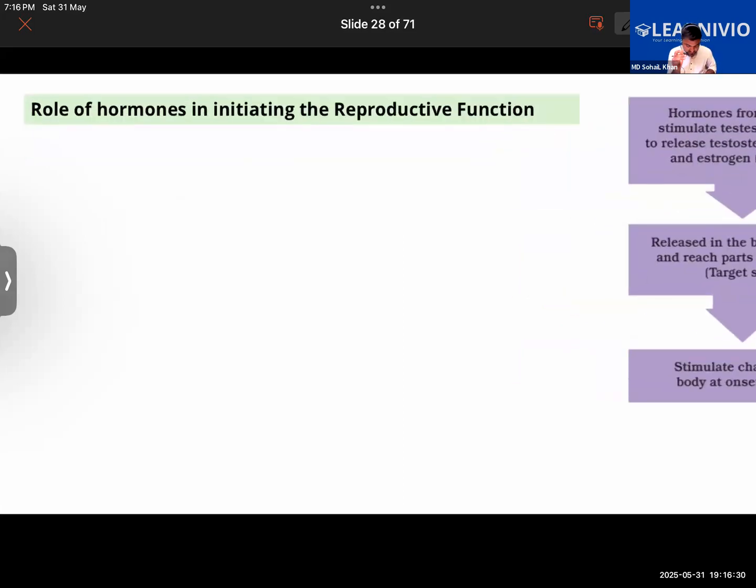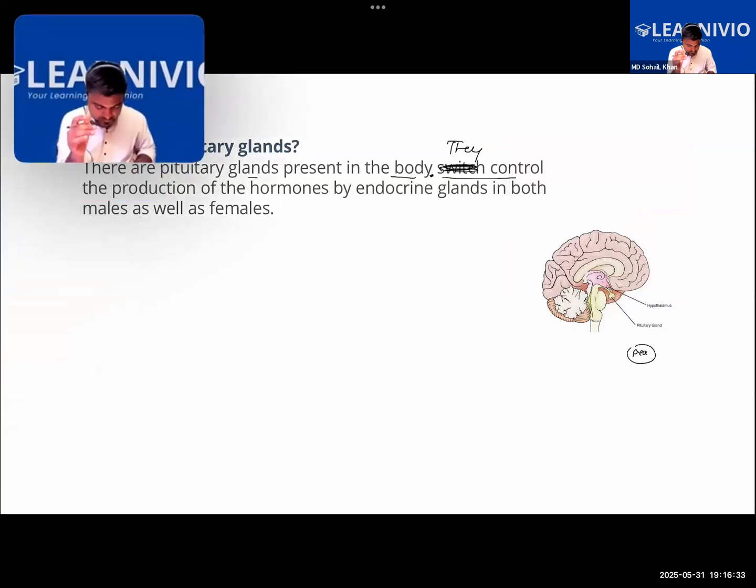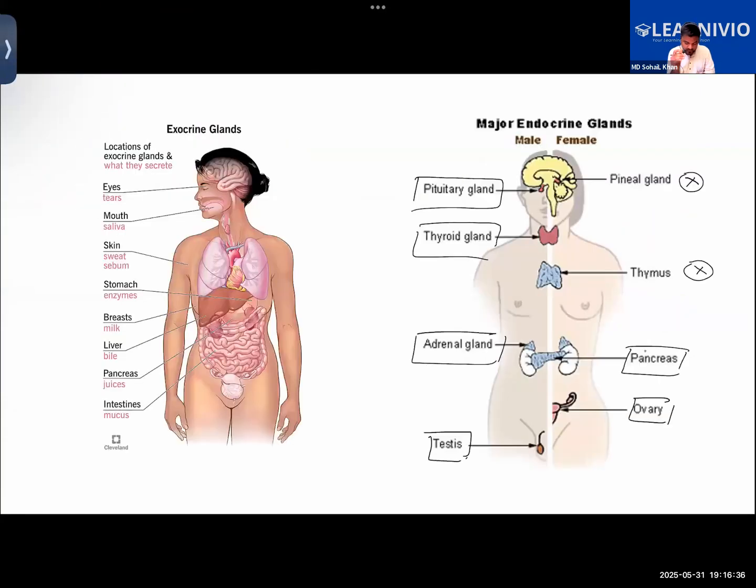Try to understand it again here. The pituitary gland situated in our brain controls the secretion of hormones of all other glands. It's the master gland, just like your brain controls the function of all your body. Your thoughts and actions are controlled by the brain. Similarly, the pituitary gland controls the secretion of hormones of the thyroid gland, thymus, pineal, adrenal, pancreas, ovary, and testis. That is the reason why it is called the master gland.